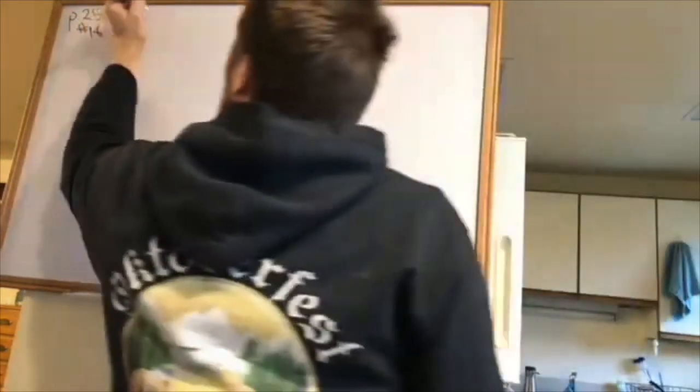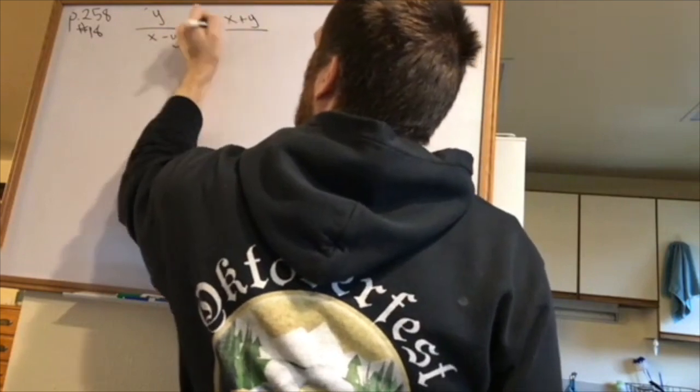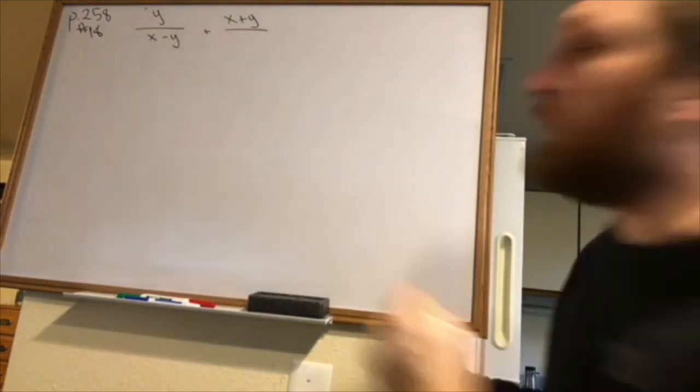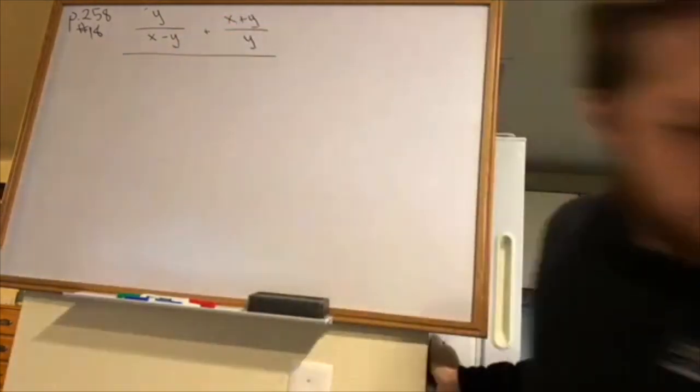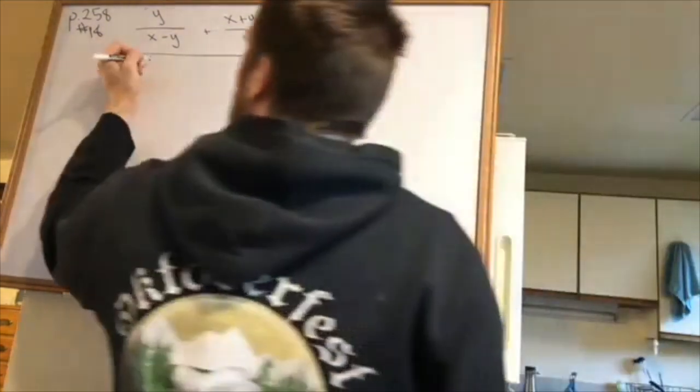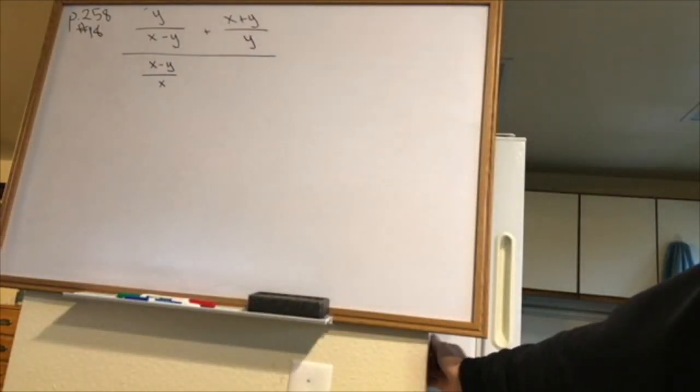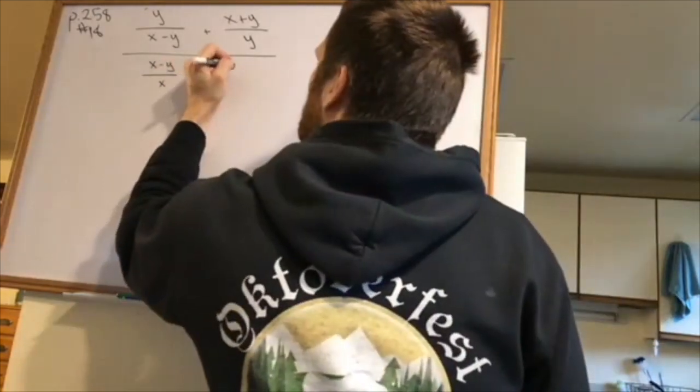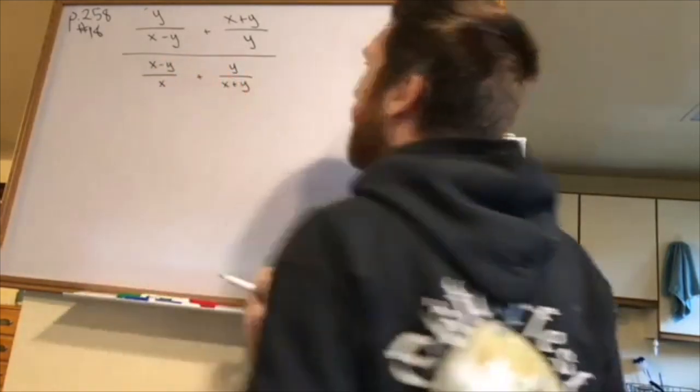Number 18 is y over x minus y, plus y over y, all over x minus y, x over x plus y, over x plus y. Yikes.